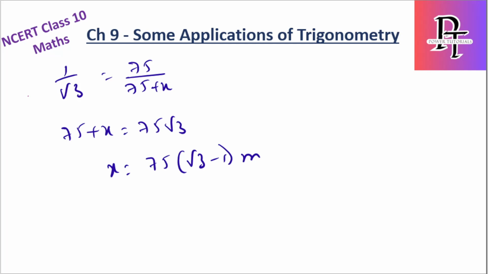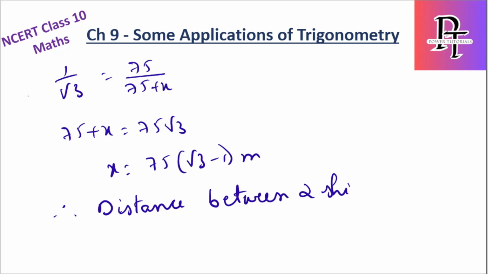In this way, I got the distance between the two ships equal to 75 into root 3 minus 1 meters. Okay, let's go to the 14th question.